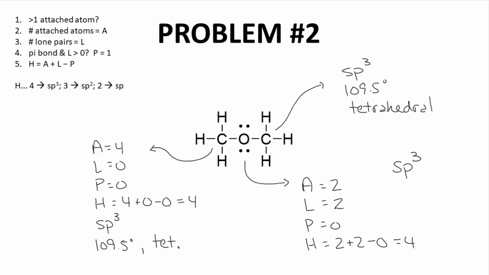And the oxygen, we saw this in the previous question, when we have an oxygen that's sp3 hybridized with 2 attached atoms, approximately 109.5 is our bond angle, and our geometry is bent. Okay, fantastic. That's problem 2. Problem 2 was quick. Let's go on to problem 3.